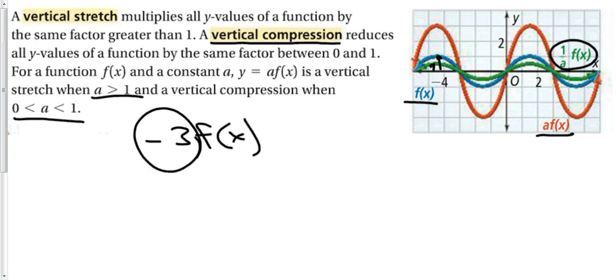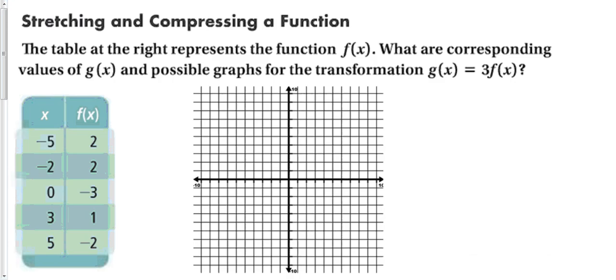Okay? A negative 3 does two things. The 3, that is a number greater than 1. That is a stretch. The negative is a reflection. So a negative and a 3 are two different pieces to my transformation on this graph. Okay? So let's look at a quick function and let's stretch and compress it.